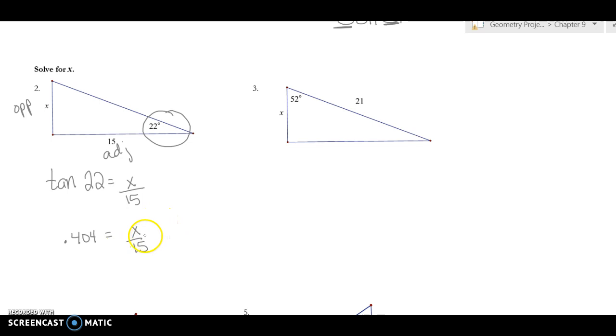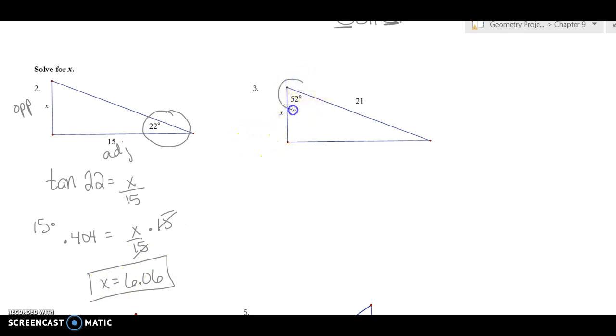And now I just need to get rid of a divide by 15. And to get rid of a divide by 15, I times by 15. And so I can find out that that side, oops, I forgot to close my parentheses on my calculator, is 6.06. You're going to get strange decimals for this lesson. We're not going to have radicals. We're going to have decimals. Okay? All right, so let's look at number 3.